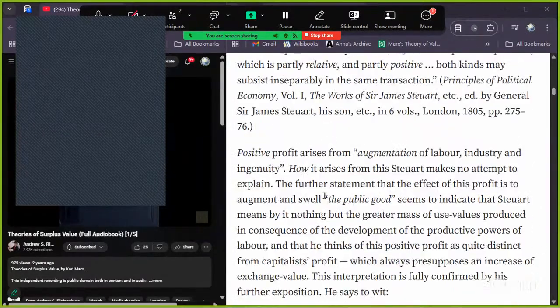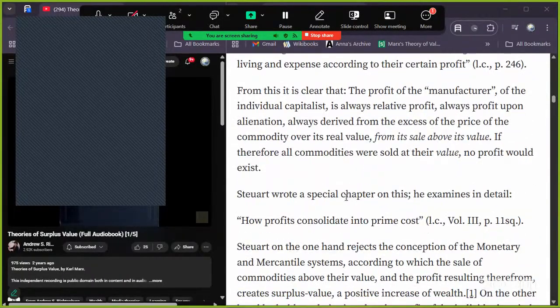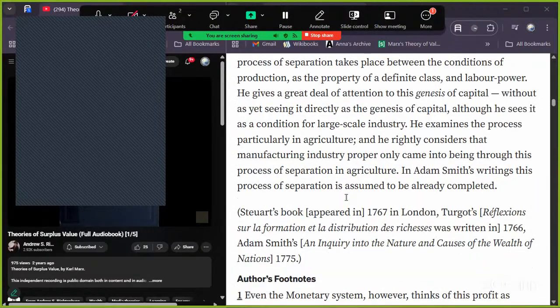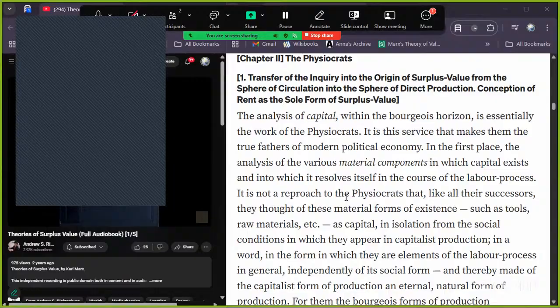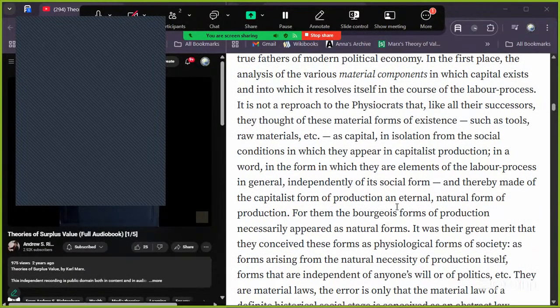It is not a reproach to the physiocrats that, like all their successors, they thought of these material forms of existence, such as tools, raw materials, machines, etc., as capital, in isolation from the social conditions in which they appear in capitalist production. In a word, in the form in which they are the elements of the labor process in general, independently of its social form, and thereby made of the capitalist form of production an eternal, natural form of production. For them, the bourgeois forms of production necessarily appeared as natural forms.